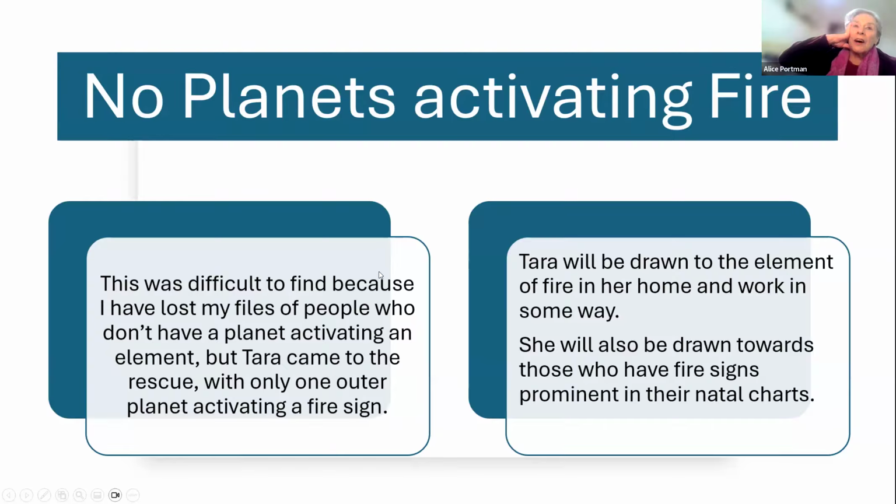No planets activating fire. It was difficult to find because I lost my files on people who don't have a planet activating element when my computer crashed. But all of you have come to the rescue.